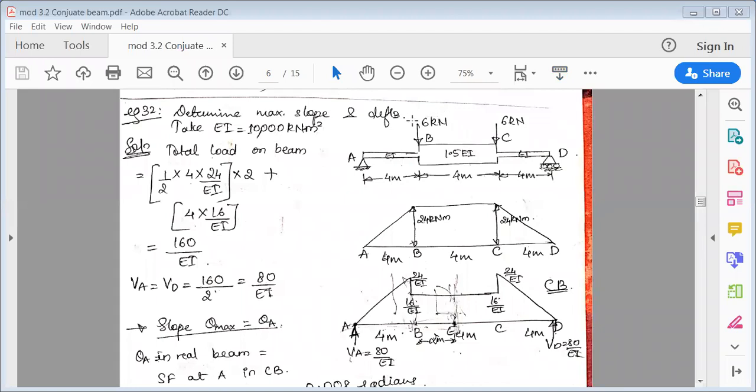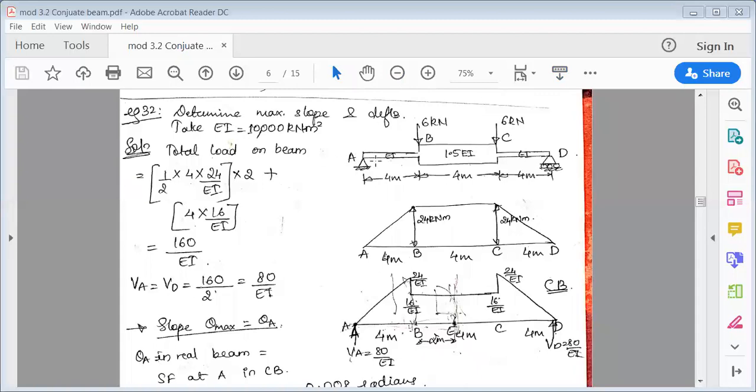As our load is in kilonewton and distance is in meter, we'll keep this in kilonewton meter square only. We will not simplify it to the least, that is in Newton and mm square. So we'll keep it in kilonewton meter square only.